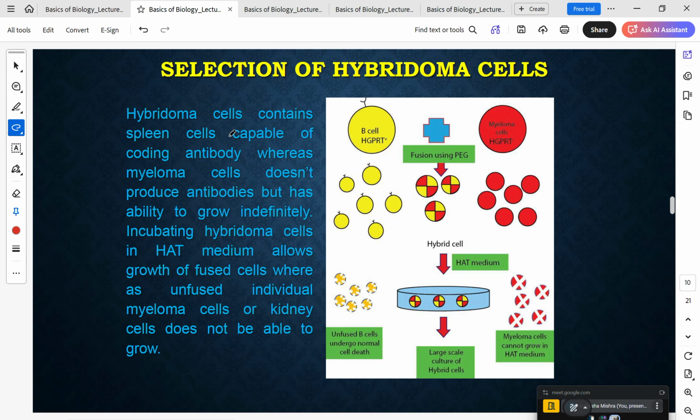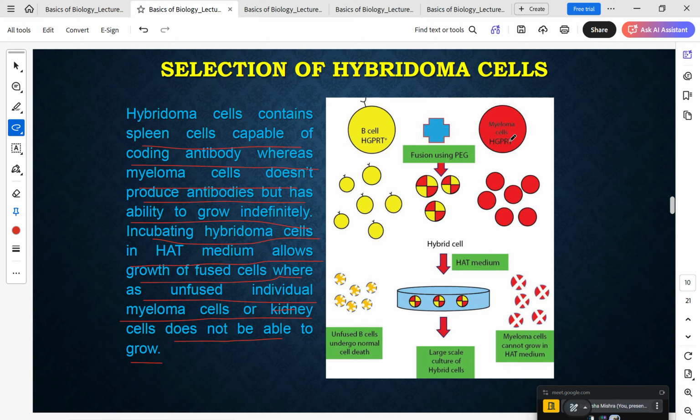The hybridoma cells contain spleen cells capable of coding antibody, whereas myeloma cells do not produce antibodies and have the ability to grow indefinitely. So you are essentially taking two properties from two different lines and then fusing them. Incubating the hybridoma cells in HAT medium allows for the growth of fused cells, whereas unfused individual myeloma cells or spleen cells, not kidney cells, spleen cells, do not have the ability to grow.